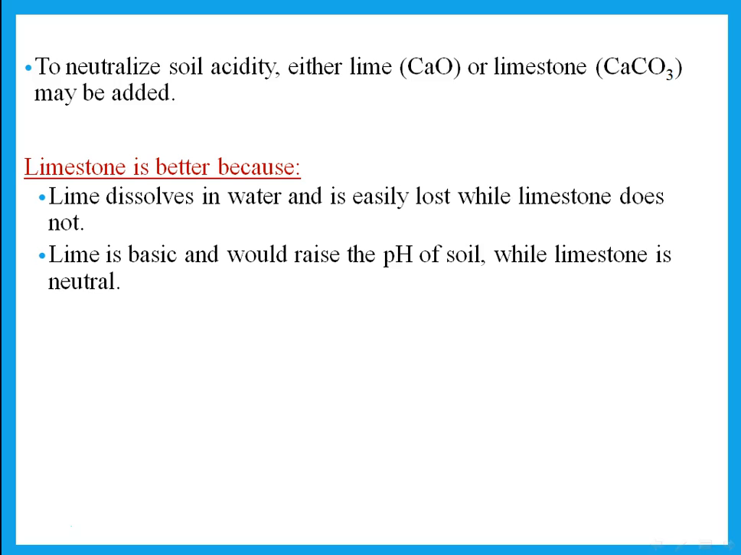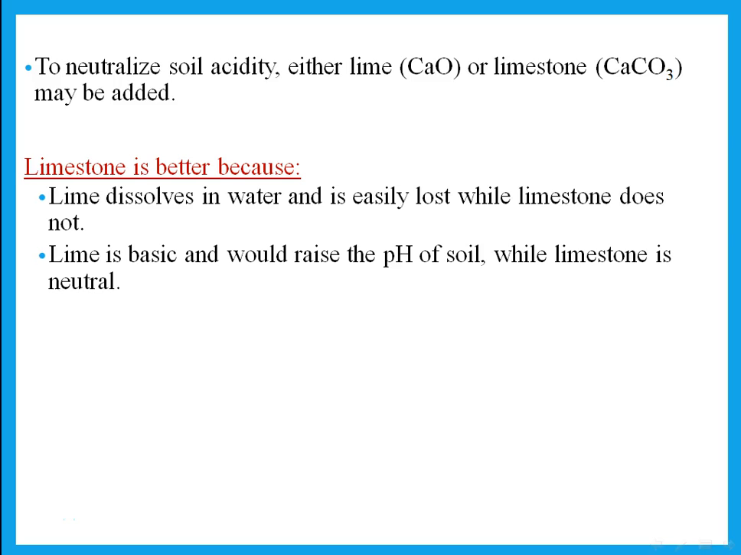Okay? Now, to neutralize soil acidity, I can use either lime or limestone. But actually, limestone is better. Now, why is limestone better? First of all, because lime dissolves in water. Calcium oxide dissolves in water. Remember we said it dissolves in water to form calcium hydroxide. So when it dissolves in water, I'm putting it on the soil and I'm going to give the soil water for irrigation, then the lime will dissolve easily and it will be lost. But limestone does not dissolve in water, so it will not be easily lost.